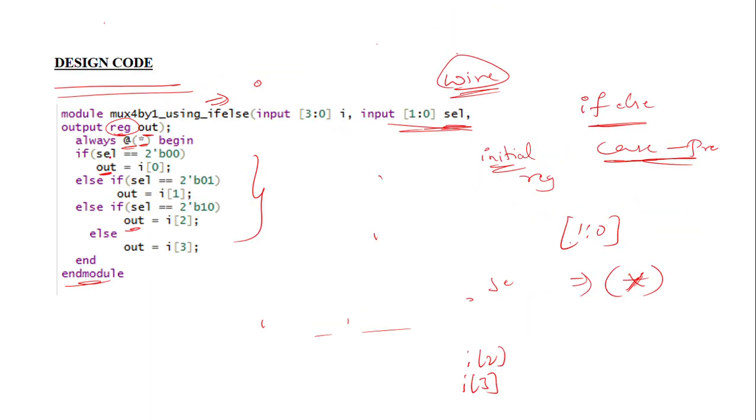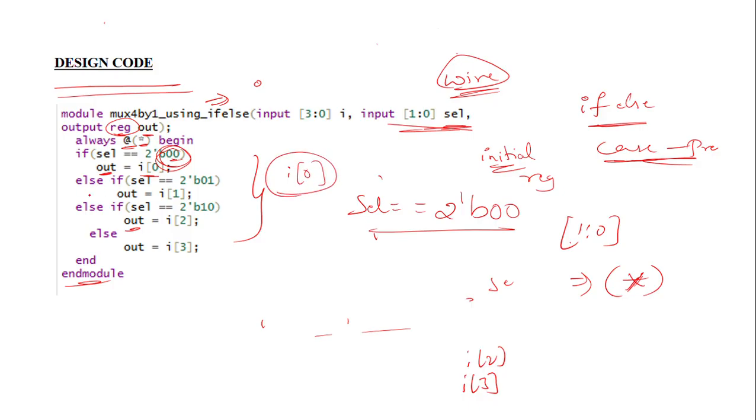So here we can see if select line is equal to, it means if the value of select line is equal to 2'b, the 2 is the number of bits we are representing here, and the tick mark with B is because it is a binary data type. So 0 0. If the select line is equal to 0 0, our output is going to be the value of I of 0. That value of I of 0 is assigned to out.